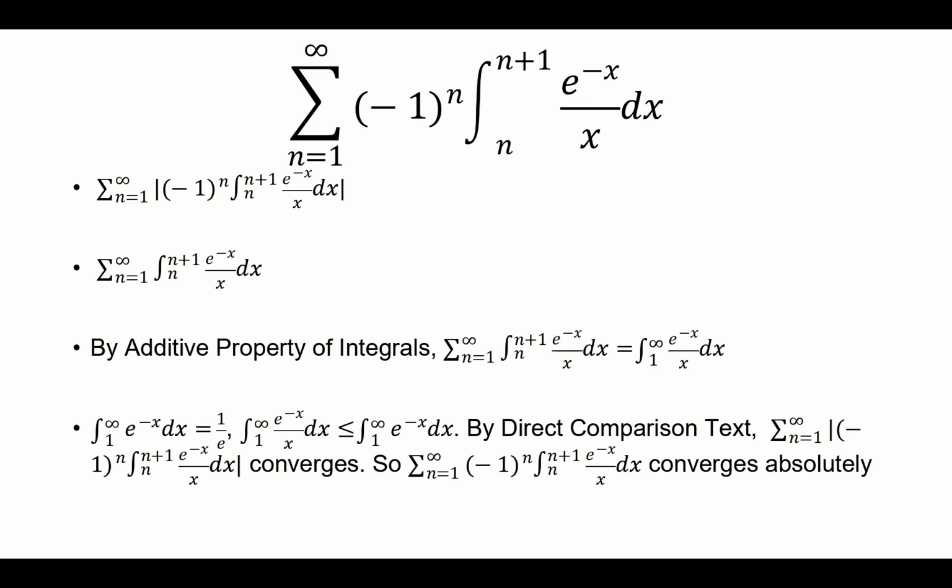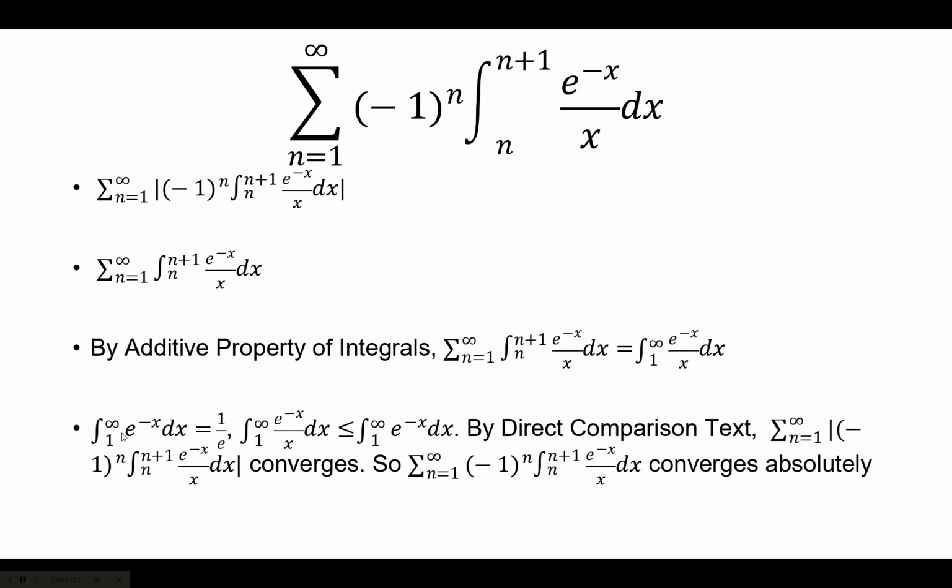Now, we want to see if it converges absolutely. So we're going to take the absolute value of the inside, and the negative 1 to the n is going to cancel. So we're just left with the integral. Now, we can use the additive property of integrals. So basically, when you take the sum from n equals 1 to infinity of the integral of n to n plus 1, that's just the same thing as saying integral from 1 to infinity of e to the negative x over x dx.